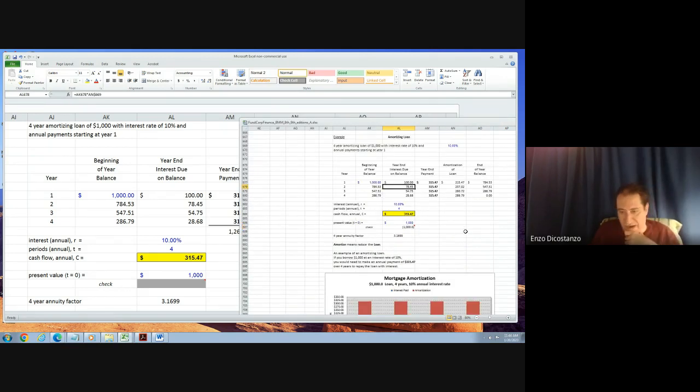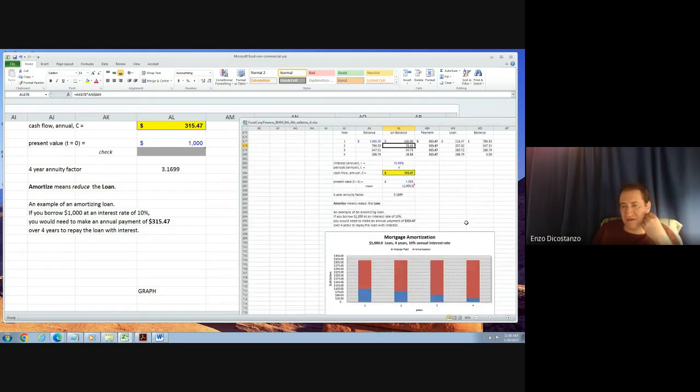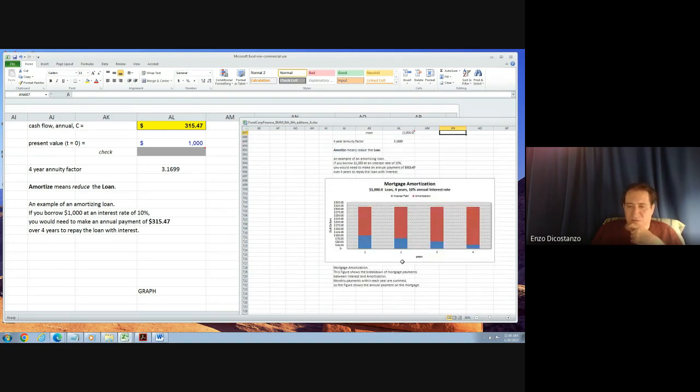And I think we made a graph of this. Yeah, here it says an example of the mortgage loan. You borrow $1,000, interest rate 10%, and you'd make an annual payment over 4 years with interest. So looking at this is the balance. We have a stacked graph here. Remembering how to do all this: interest paid, amortization. So we'll make this graph and call it a day.